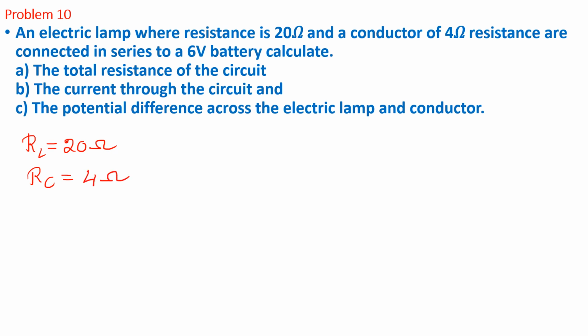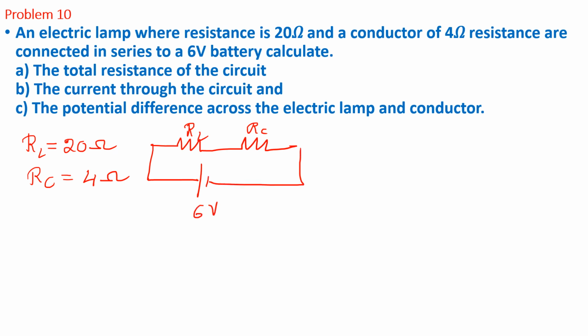These are connected in series. So they have given that they are connected in series. How to connect them in series? This is the method. So this is R1 or RL. This is RC. Both are connected in series to a 6 volt battery. So the battery is 6 volt.